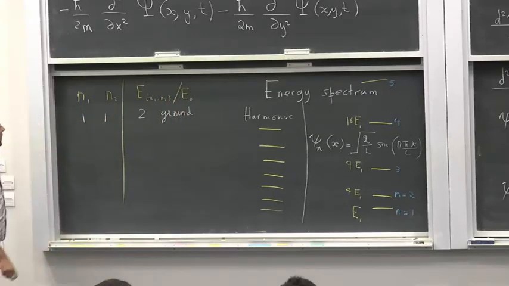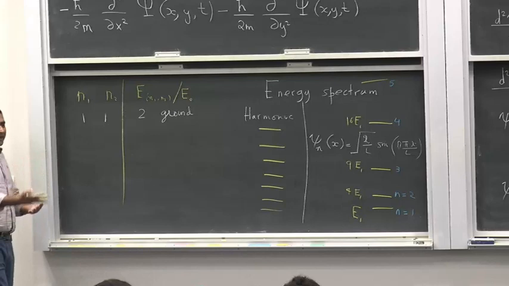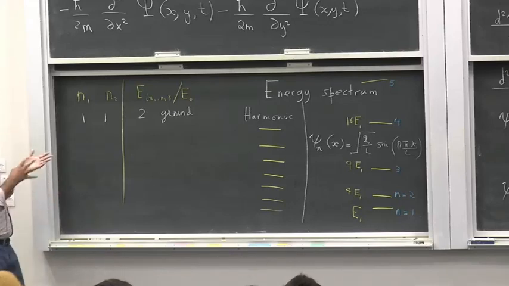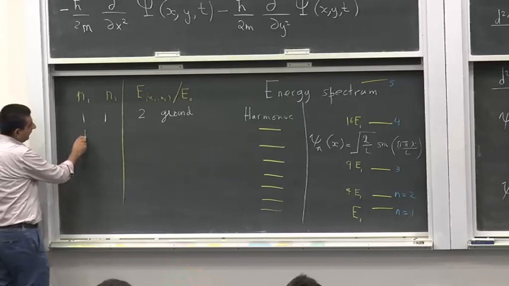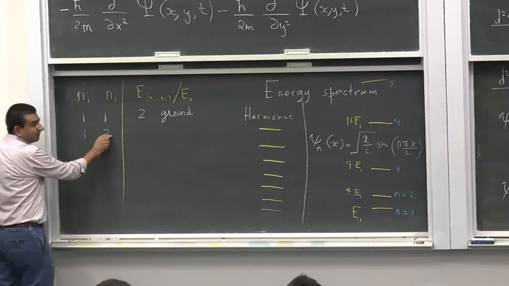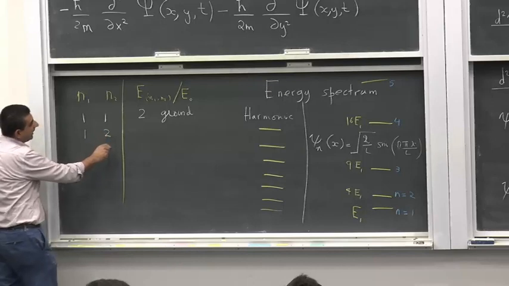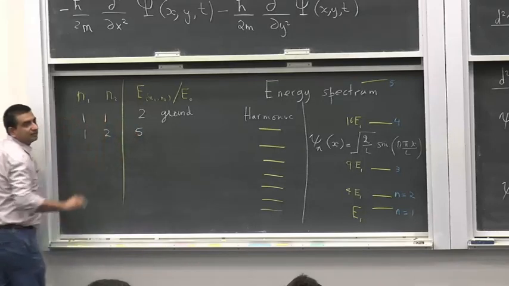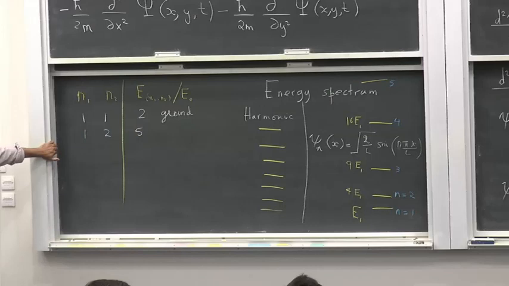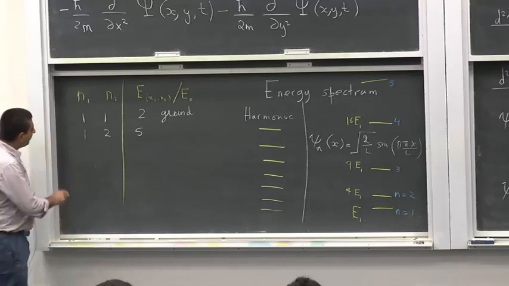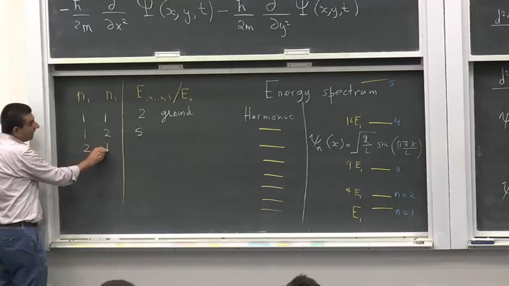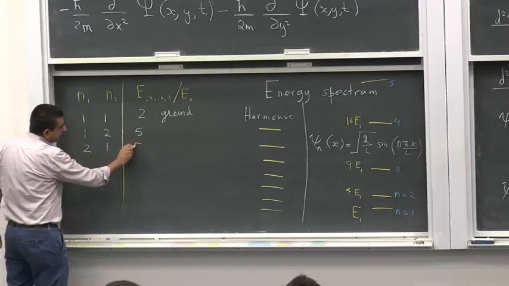Okay. Now what's the next excited state? The first excited state, which has energy above this ground state. I can put a 1 here and a 2 here. So I will get 5 times E naught. But I can have 2 here and 1 here. This is going to give me the same energy.